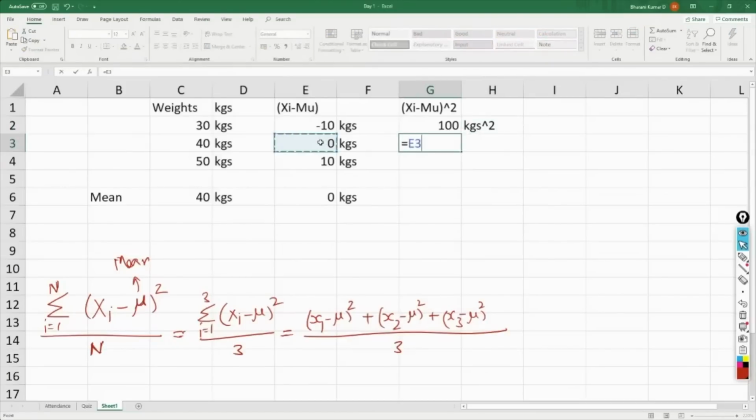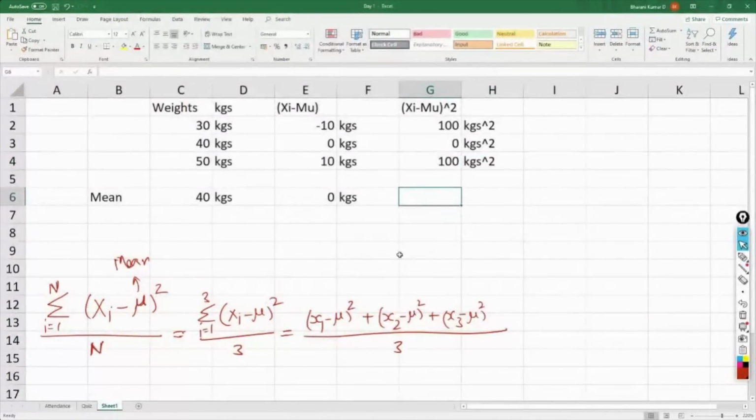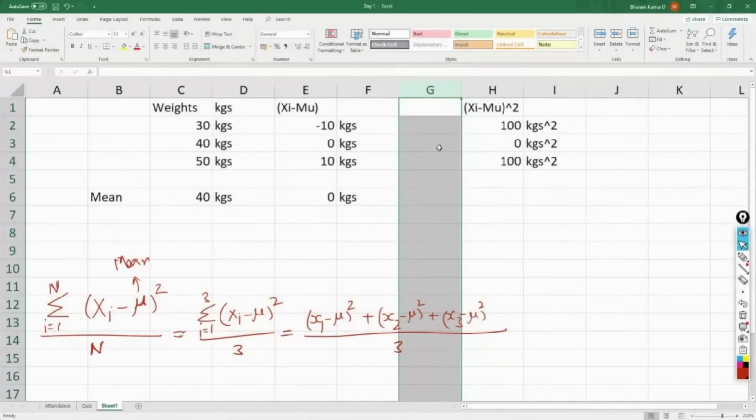If you say 0 square, you'll get 0 and units square. Again, if you take 10 and if you square that, you get 100 kgs square. Now, that is exactly what we have in the formula. Why did we square? Just to ensure that the values do not get cancelled out. That's the only reason why we have it in this way.